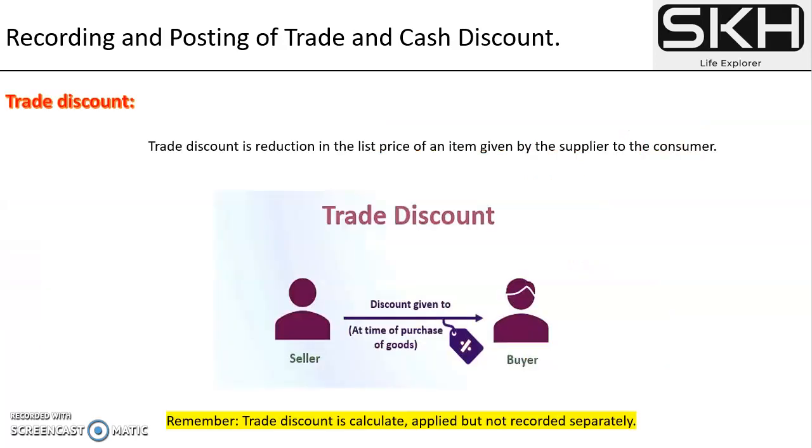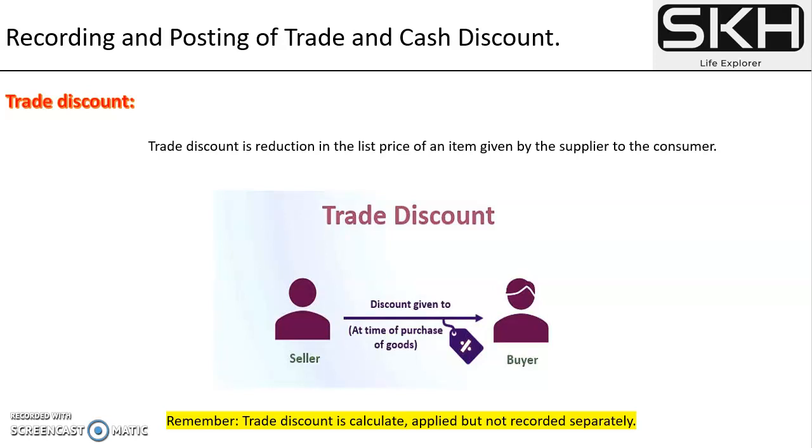So let's start. Trade discount is the reduction on the list price of an item given by the supplier to the consumer. When you go to a supermarket, you see the leaflets or banners there. Any item is offered by the supermarket at 10% trade discount, which means if you buy the item from them, they will give you a 10% trade discount. So that discount is called trade discount.